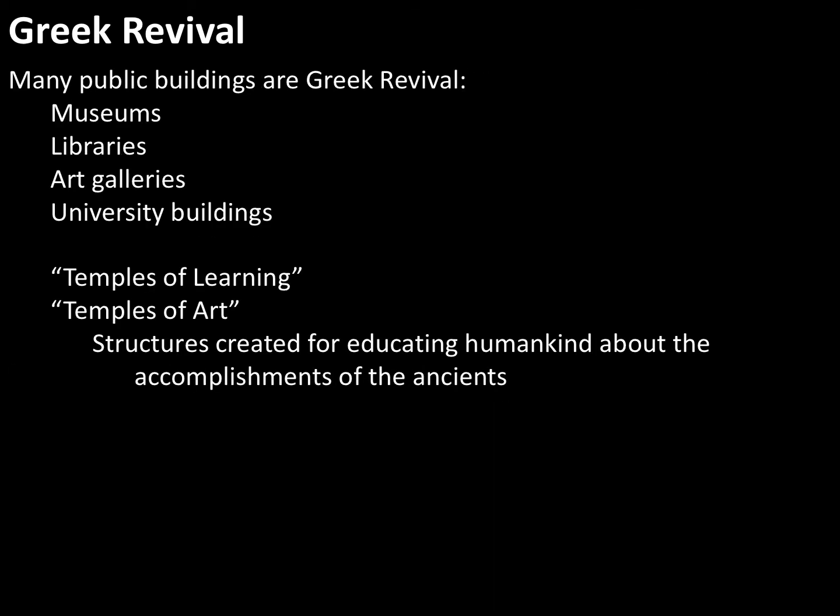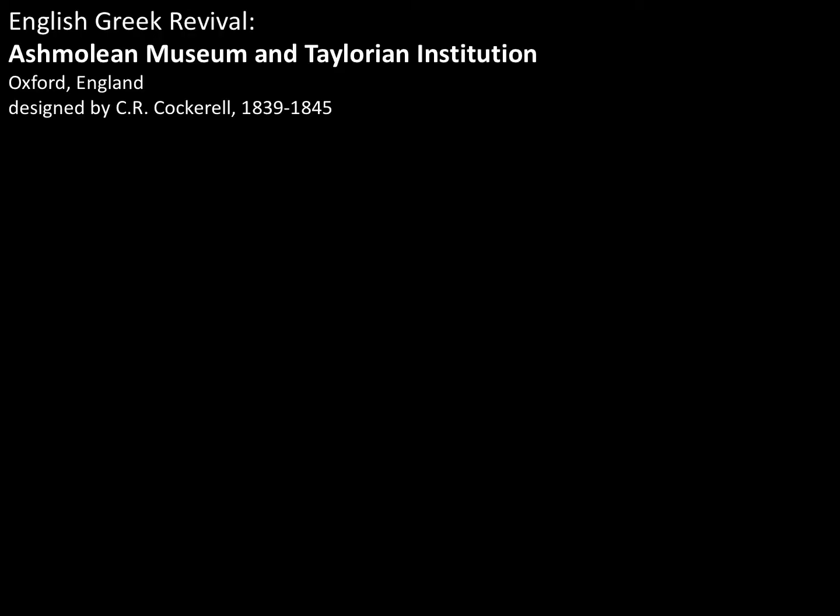And this is when we start to associate the idea of Greek style museums and libraries and art galleries and university buildings because they were aware that the Greek styles were basically temples. So this is a temple to learning, this is a temple to art. And the Greek look was starting to be used as structures for educating people about what happened in ancient times. For an example of this kind of a structure, we're going to look at the Ashmolean Museum in Oxford, England. This is a museum of art and archaeology.